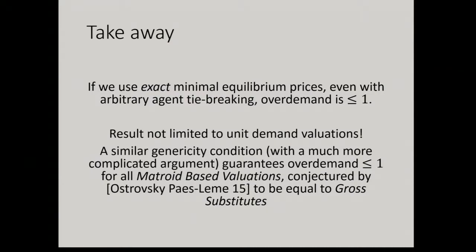These valuations are a subset of gross substitute valuations, and it's in fact conjectured to be equal to gross substitutes. Okay, so modulo this unproven conjecture that matroid-based valuations are equal to gross substitutes valuations, the result is fully general in the sense that it holds for the largest class of valuation functions for which Walrasian equilibrium prices are guaranteed to exist.